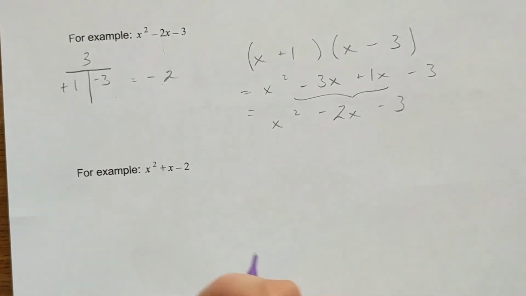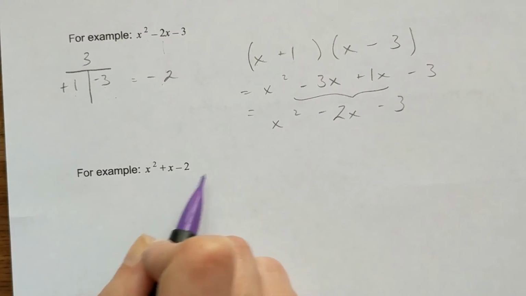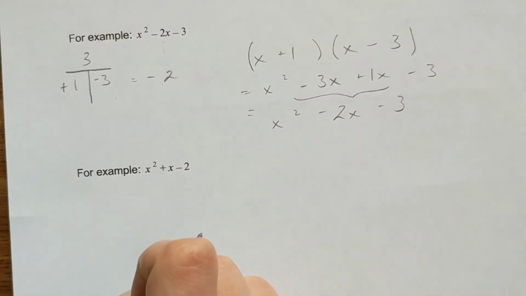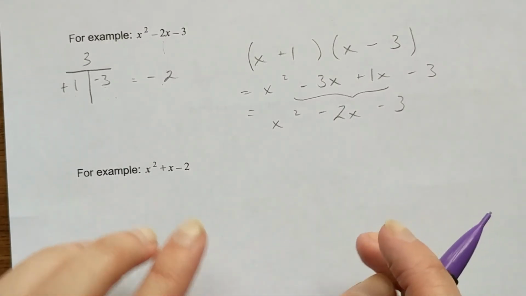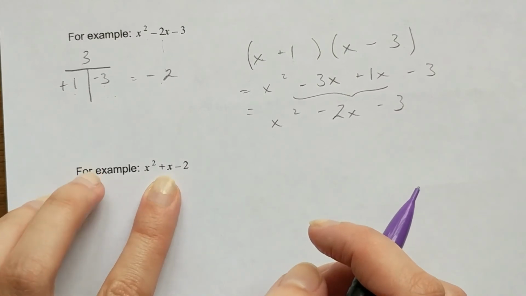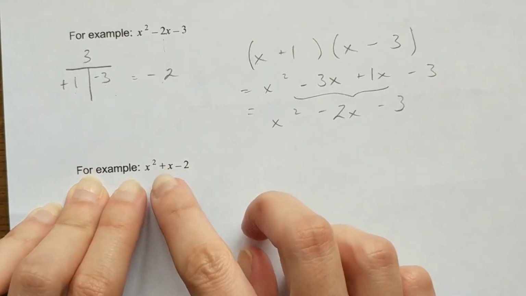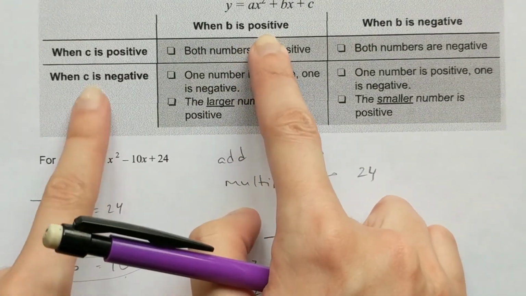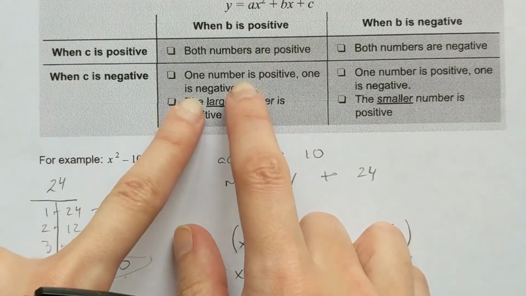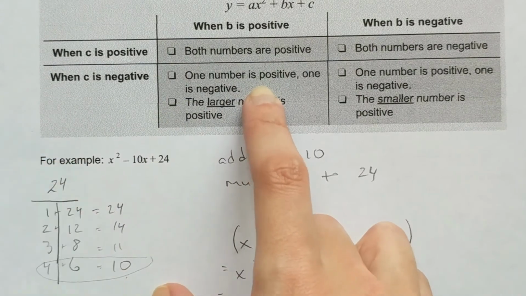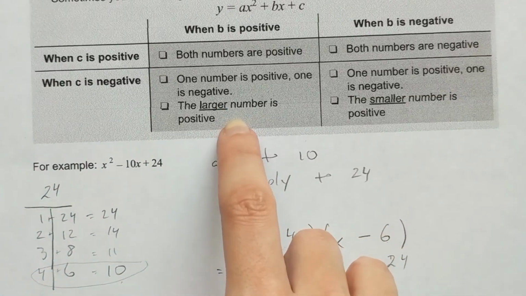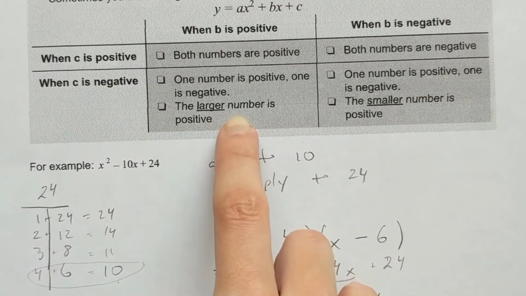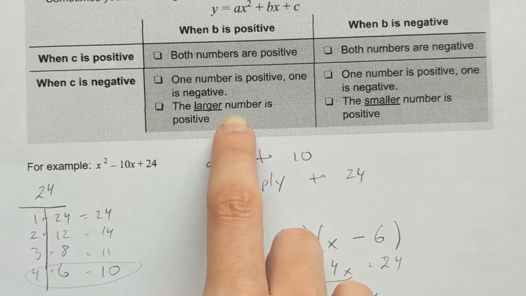One last example here. X squared plus x minus 2. In this case, b is positive, c is negative. I have a plus and then a minus. So when b is positive and c is negative, one number is going to be positive, one number is going to be negative, and my larger number is going to be the positive one.